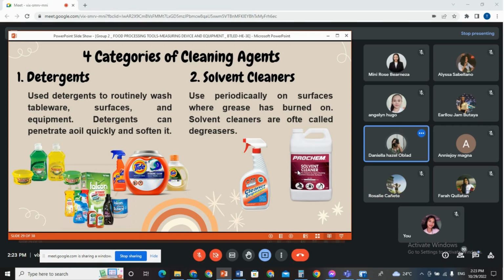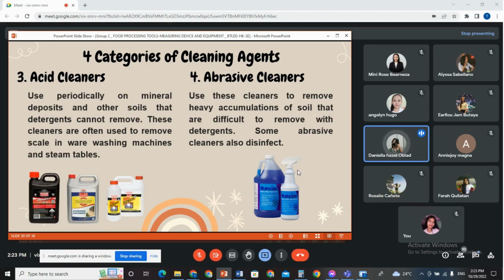Examples of solvents are ethanol, water, or acetone. Acid cleaners are used periodically on mineral deposits and other soil that detergent cannot remove. These cleaners are often used to remove scale in warewashing machines and steam tables. Acid cleaner is a water-based detergent for post-installation cleaning. It removes all the cement, residues of glue, paint, mortar, filler, plaster, and building site dirt.